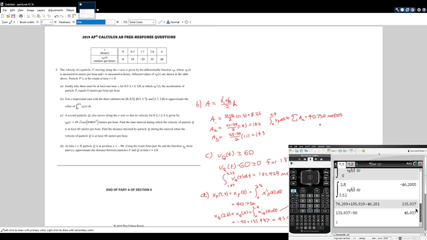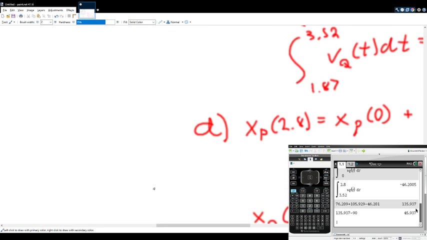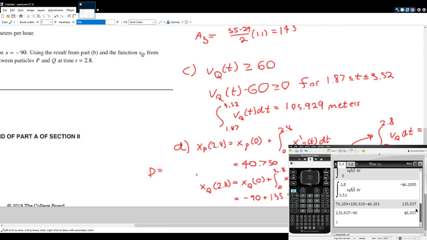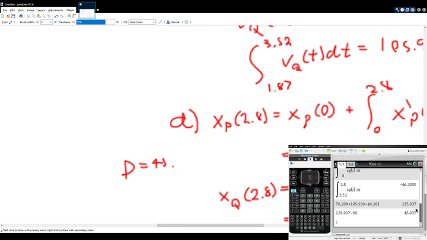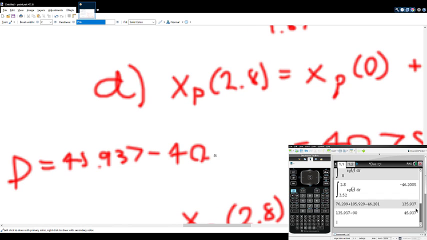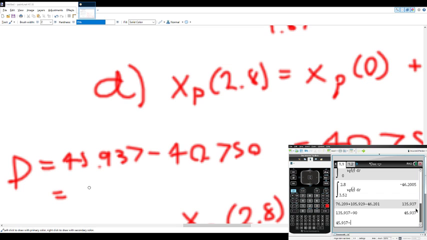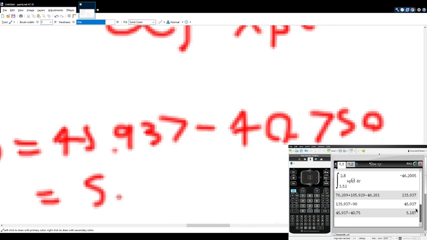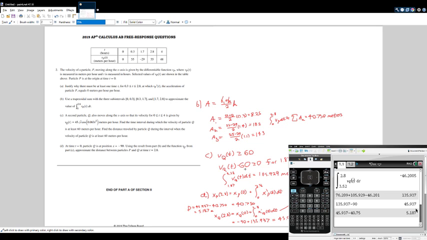And the distance between particles P and Q is just the difference of those. So we're going to denote that distance is equal to 45.937 minus 40.750, which is 5.187 meters. And that is my solution to number 2.